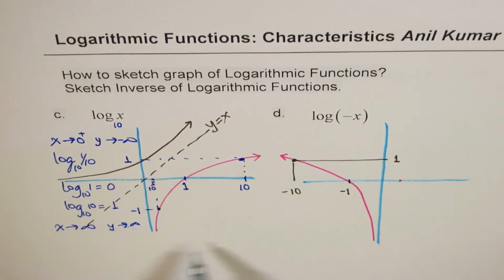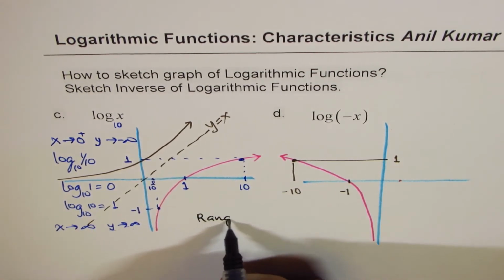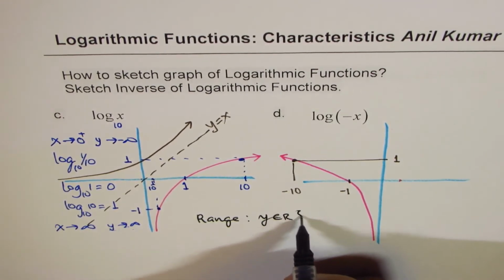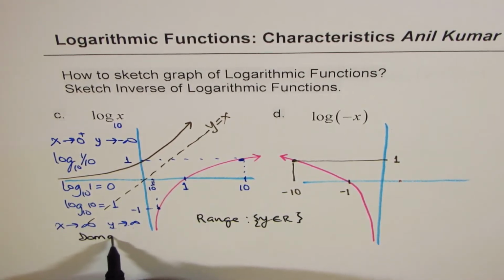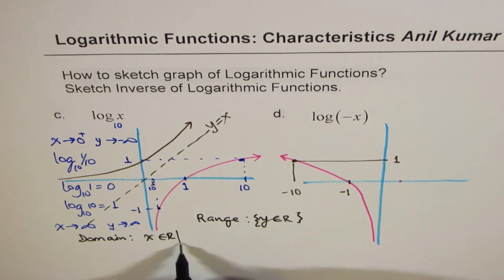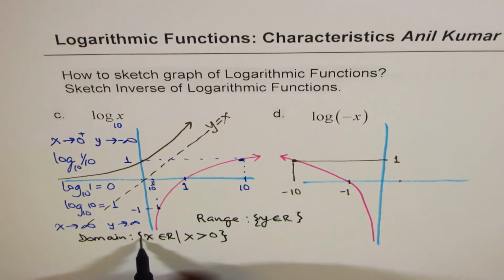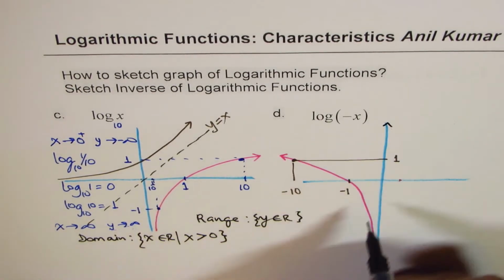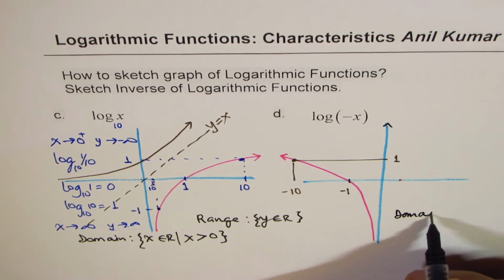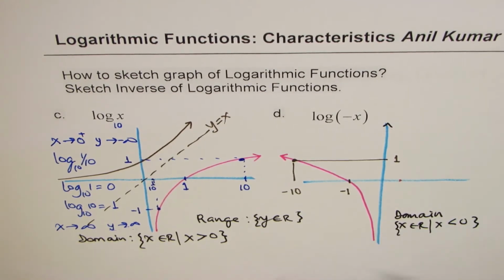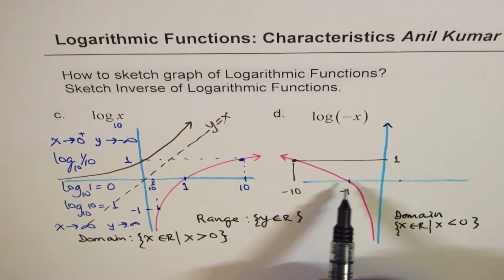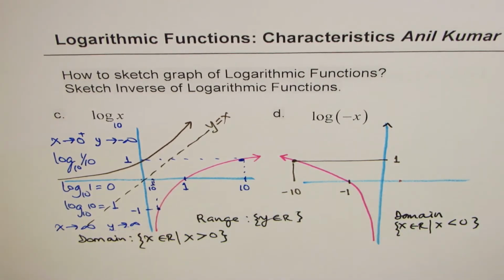Correct? So from these graphs, you can see that the range is all real numbers, right? Range is y belongs to real numbers. However, the domain is restricted. Domain in the first case is x belongs to real numbers, where x is greater than 0. When you are reflecting it on the y-axis, then the domain becomes x belongs to real numbers, where x is less than 0. Correct? And in all these cases, you'll find that the x-intercept is at x equals 1, or in this case minus 1 when you reflect it.